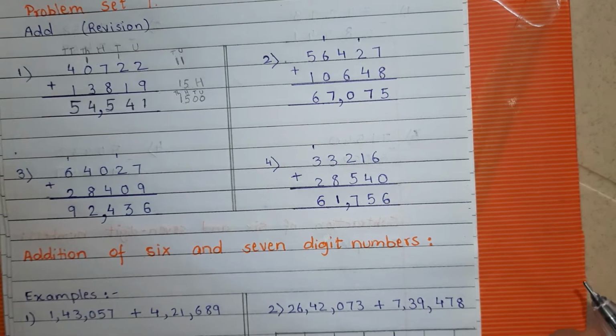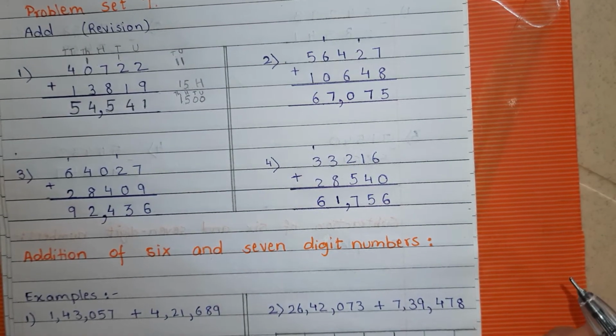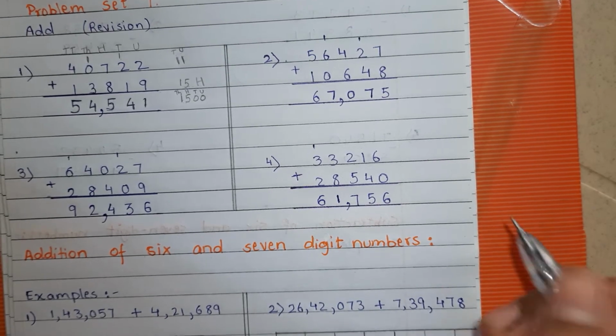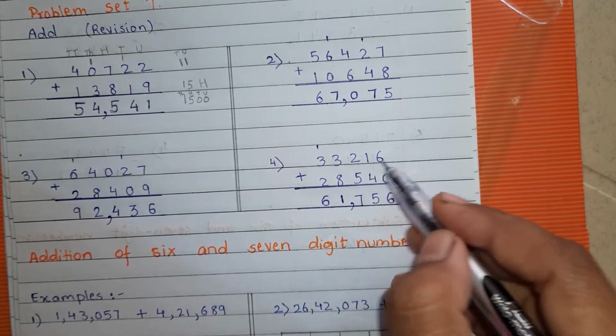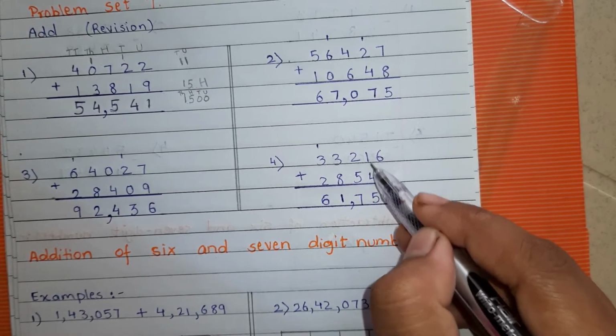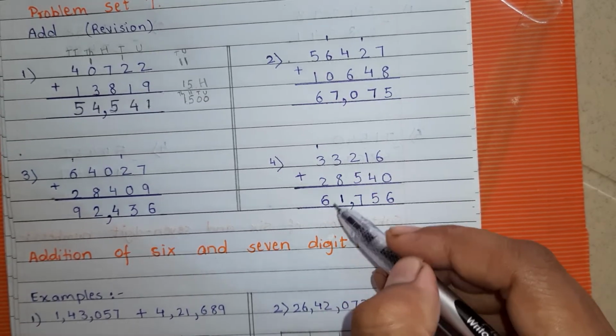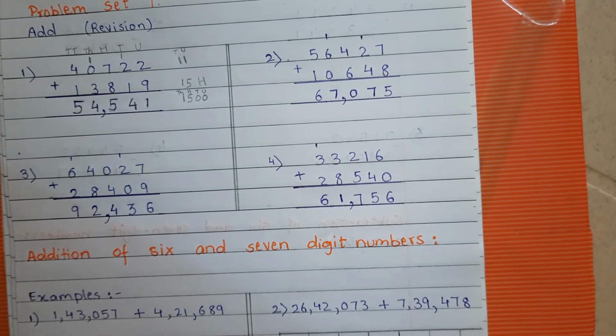Solve these examples of problem set 7 in your notebook. Write in proper handwriting. Every number should be distinguished from each other, and all the numbers should be one below the other. Properly you have to write.